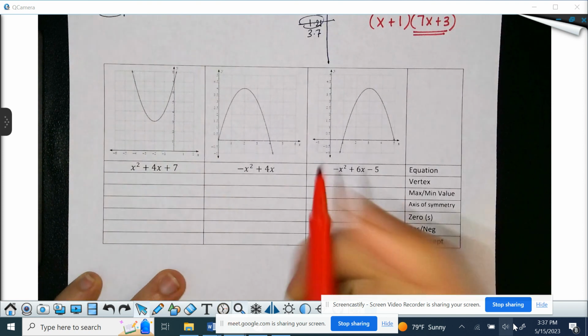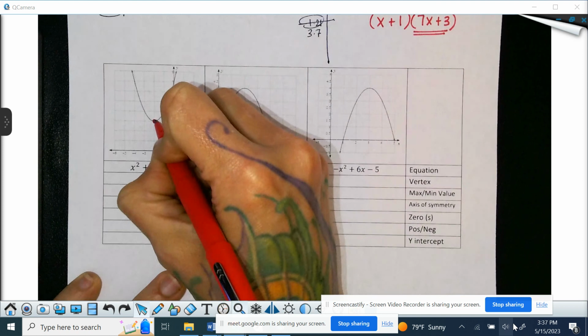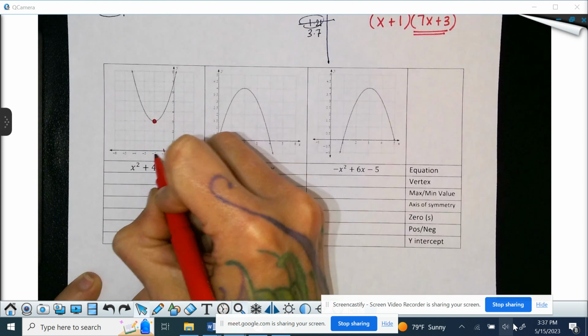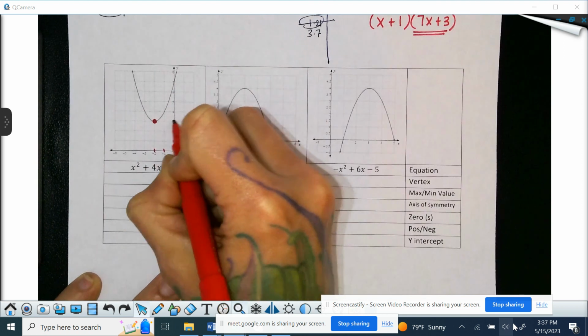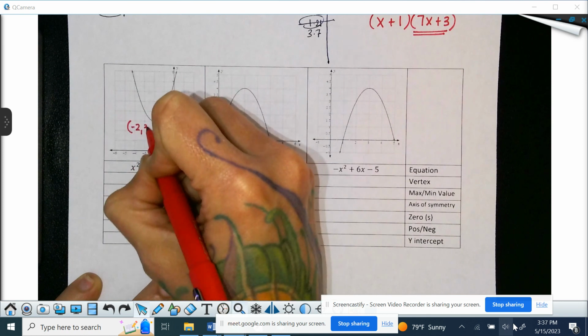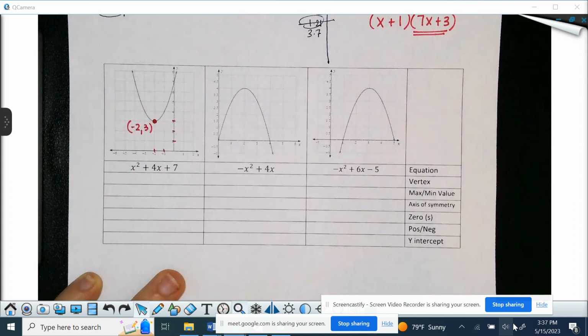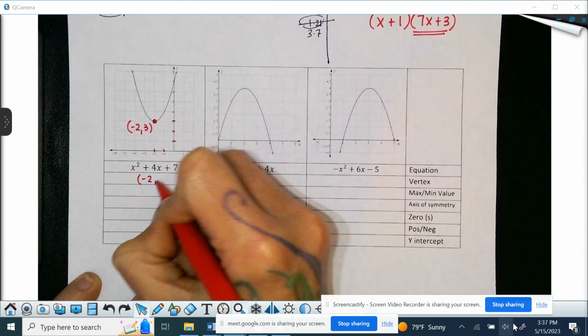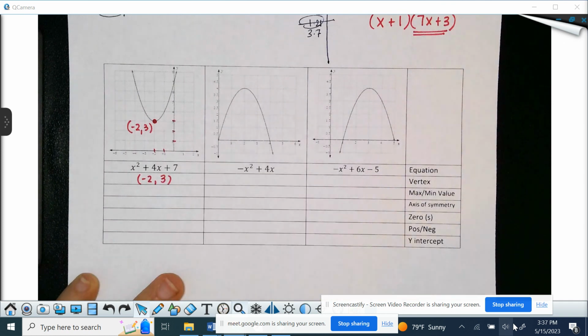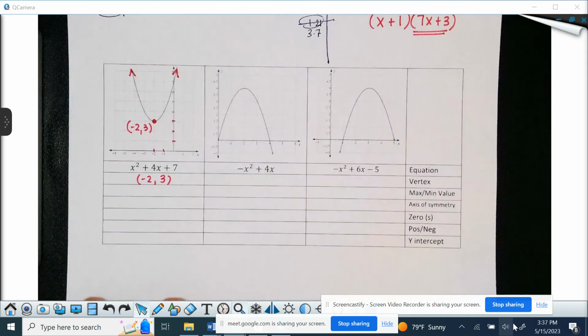All right, so looking at our first one, we're going to look for the vertex. The vertex is that point where it turns. And that's 1, negative 2, 1, 2, 3. So that's going to be negative 2, 3. Remember, x value first, so left, right first, then up, down. Does this parabola have a max or a min? Do you remember? Have we memorized that yet?